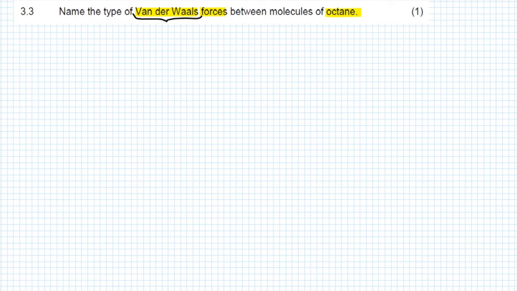Dipole-dipole forces exist between polar molecules, and hydrogen bonds exist between polar molecules that contain hydrogen bonded to nitrogen, oxygen, or fluorine. Since octane is non-polar, the strongest type of van der Waals forces that octane, the compound, contains is London forces. And for writing this down, you will obtain 1 mark.